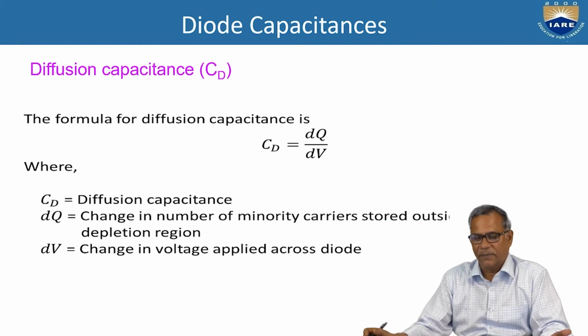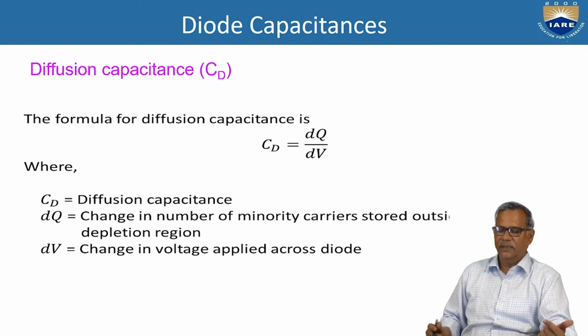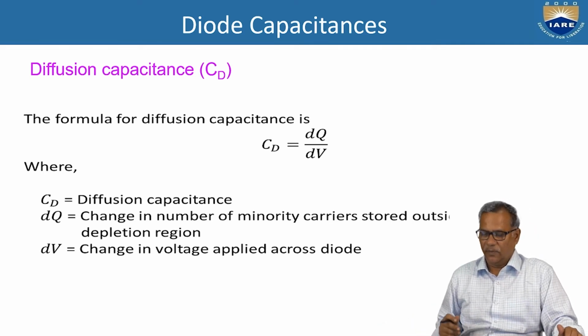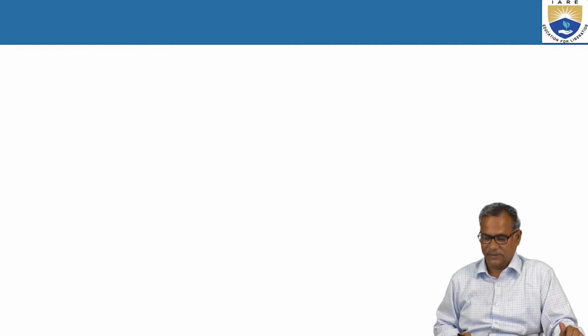The diffusion capacitance is given by this formula: CD is equal to dQ by dV, where CD is the diffusion capacitance, dQ is the change in the number of minority carriers stored outside the depletion region, and dV is the change in the voltage applied across the diode. Now let us derive the equation for the diffusion capacitance.